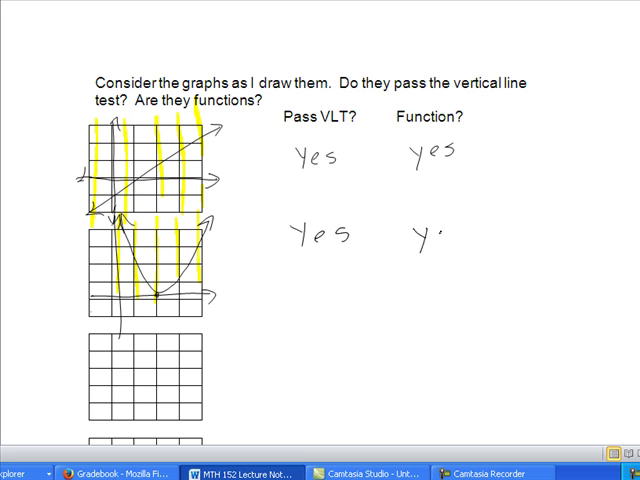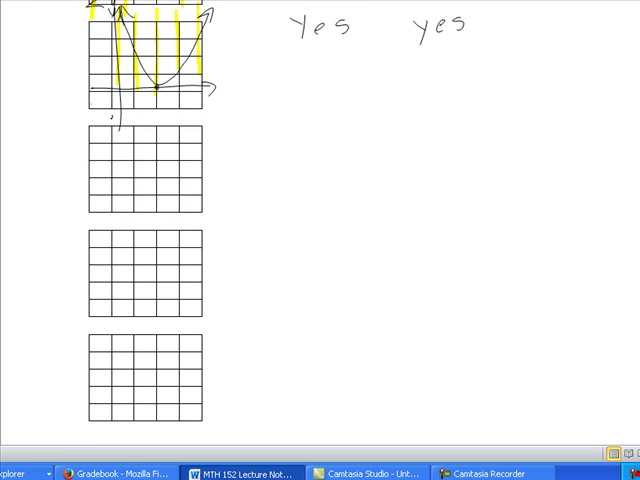Now how about this one? Uh-oh. It's hitting the graph in 2 points, so no, it's not a function. What about a circle? Again we can see it's hitting in 2 points. So no.